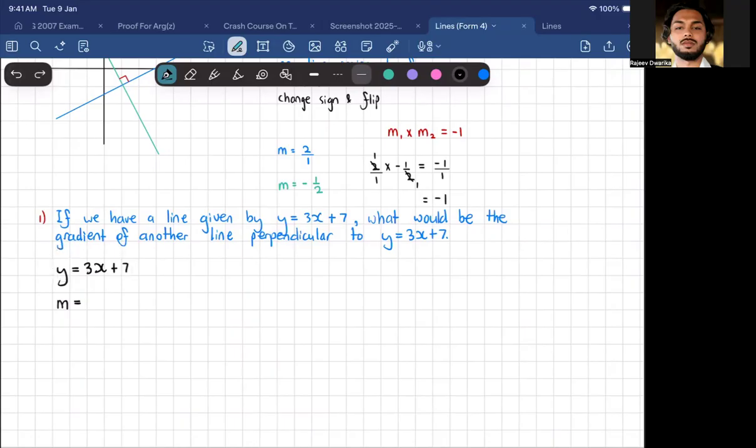Okay, Perseus, what's the equation of a line? y equals mx plus c. What does m stand for? m stands for the gradient. Right. So if we're comparing this and we're comparing this, what is m equal to in the equation that we were given?